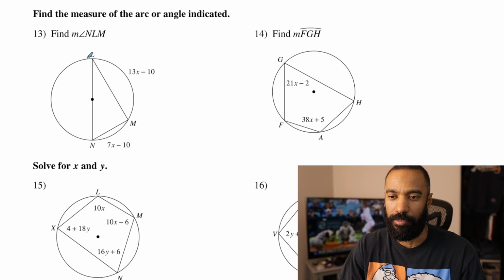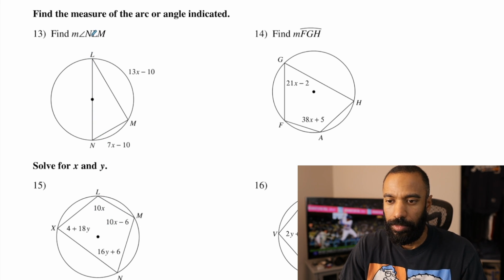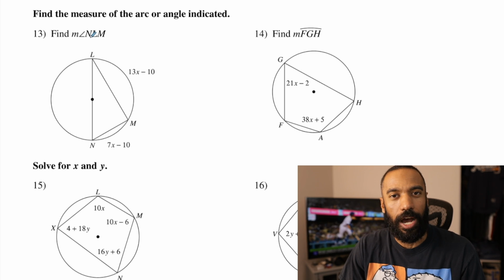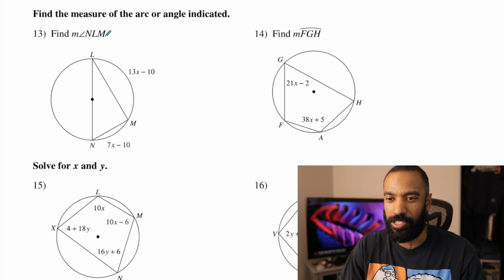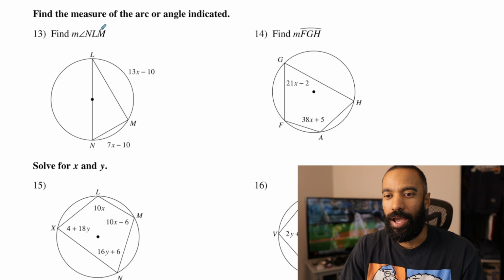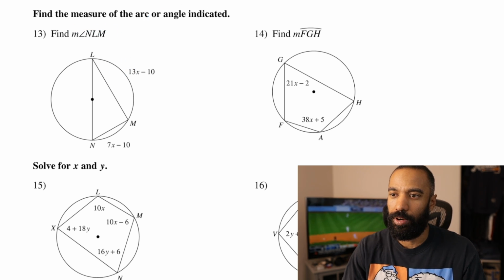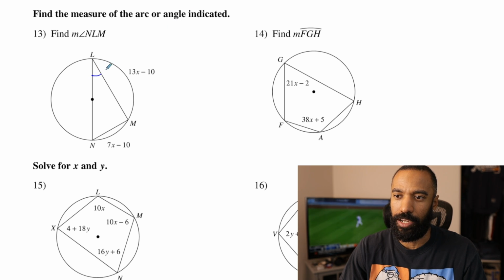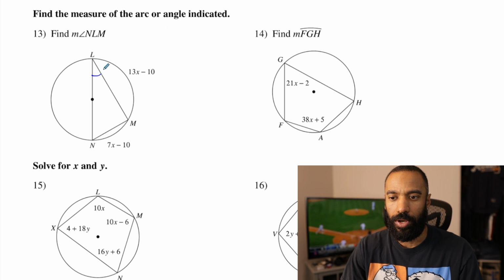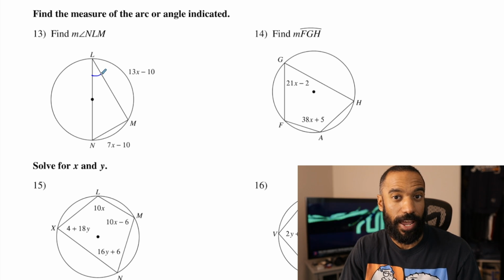So solving a system of equations, that's going to be less about the geometry and more about the algebra once we get things set up, but it's still strategy based. All right, find the measure of angle NLM. So we want to find out what this thing is right here. Now, in order to do this, we'll have to first probably solve for x.